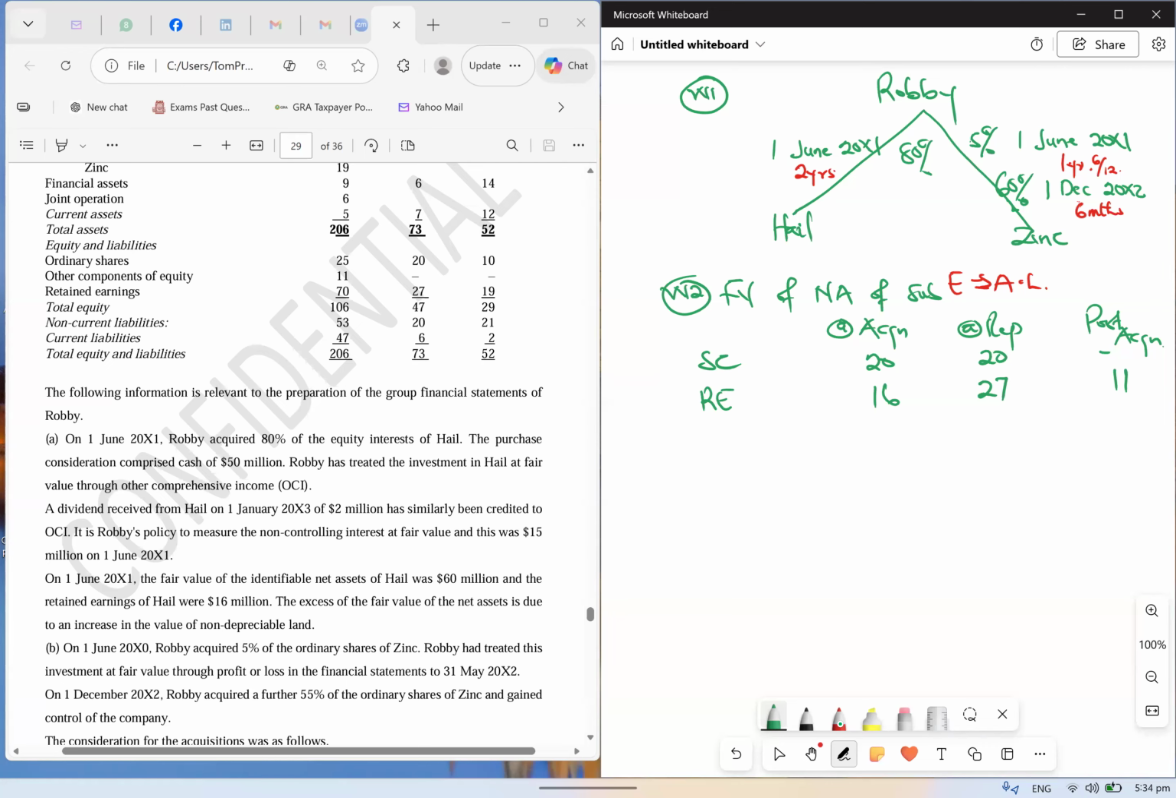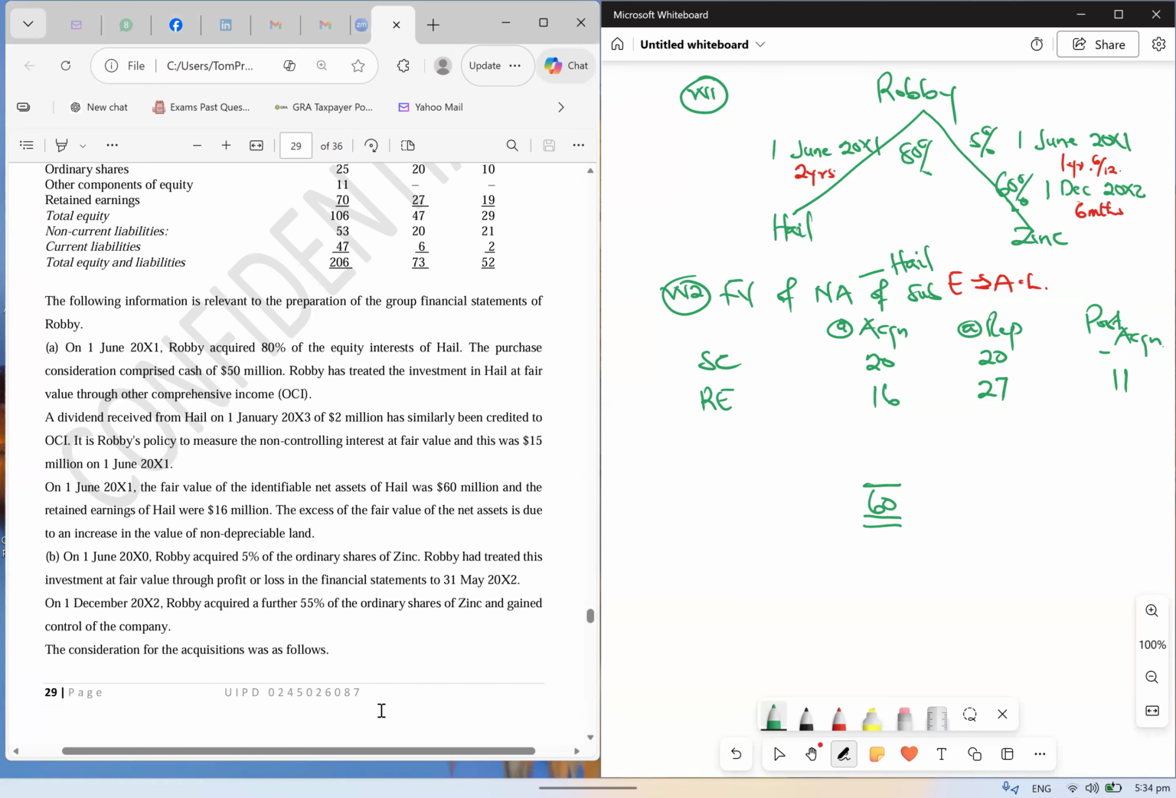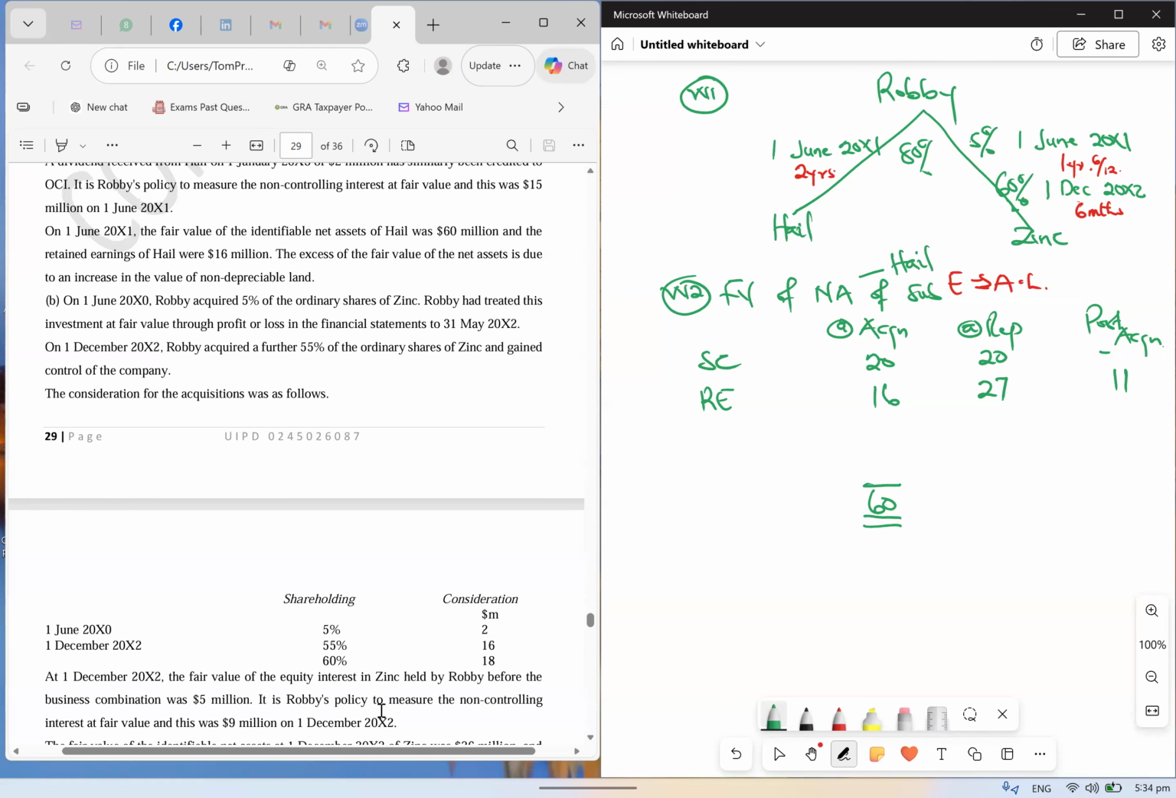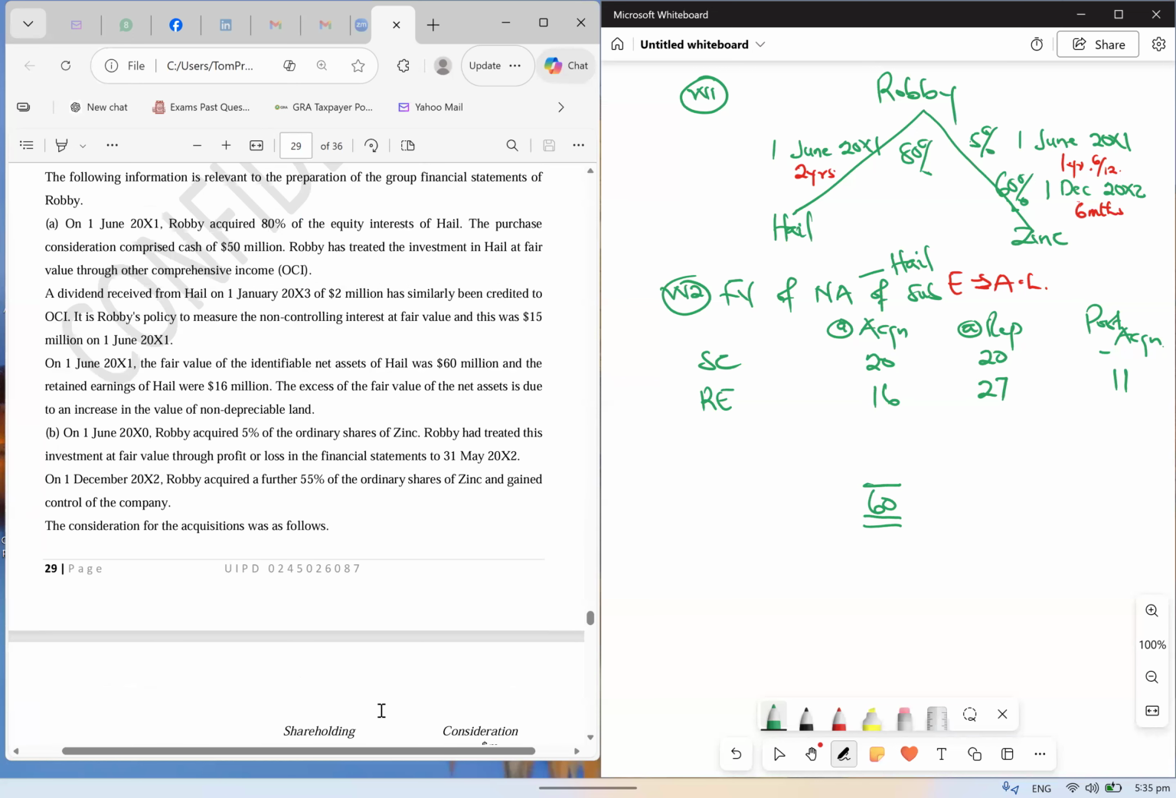But he has given us the fair value of net assets. So we know that at the end of the day, it's supposed to be 60. And he says the difference is a fair value adjustment. But before that, always look out, this SAP that we are doing is called Hale. Is there anything Hale has done? That is where you watch out for unrealized profits. Anything the subsidiary has done. Now, if you read the question well, you remember they told you that the parent has received a dividend from Hale.